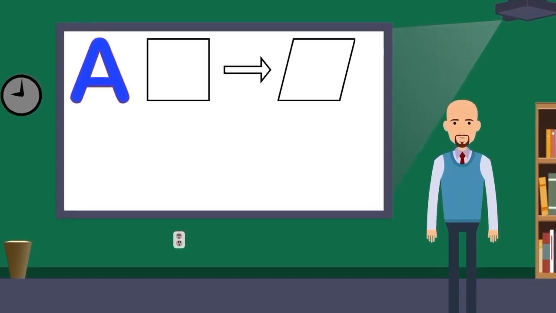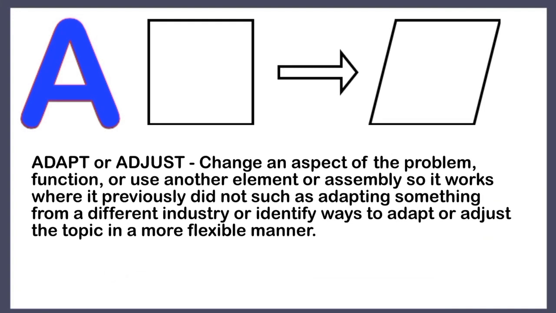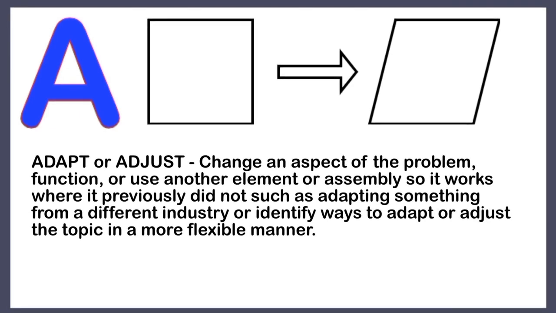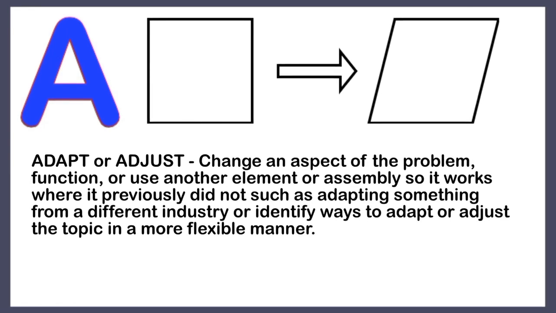A. Adapt or adjust. Change an aspect of the problem, function, or use another element or assembly so it works where it previously did not, such as adapting something from a different industry, or identify ways to adapt or adjust the topic in a more flexible manner. Questions may include: are there any small adjustments that could be made? Are there any large adjustments that could be made? In what ways could this product be like something else? What needs to change in order to get better results?